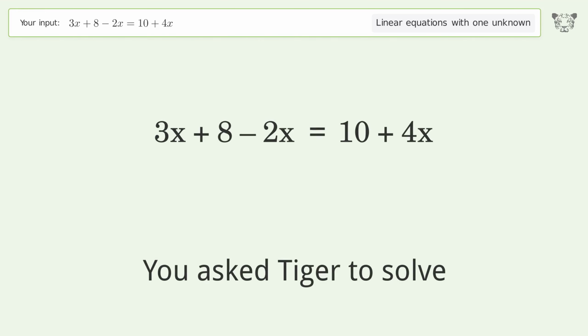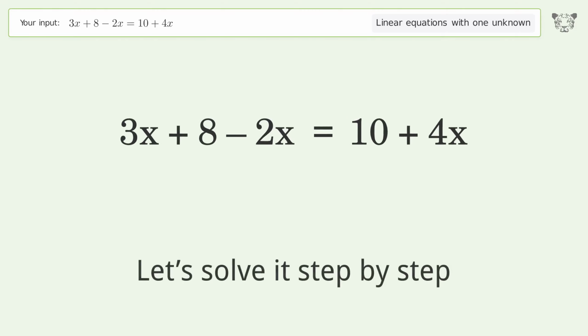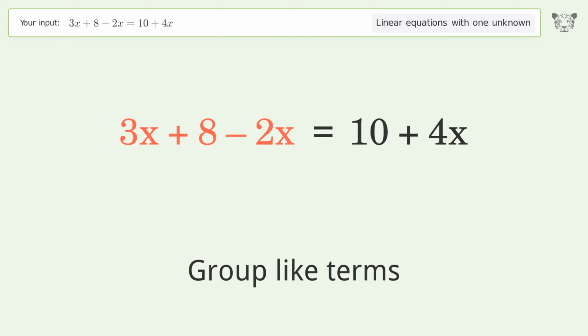You ask Tiger to solve. This deals with linear equations with one unknown. The final result is x equals -2/3. Let's solve it step by step. Simplify the expression. Group like terms.